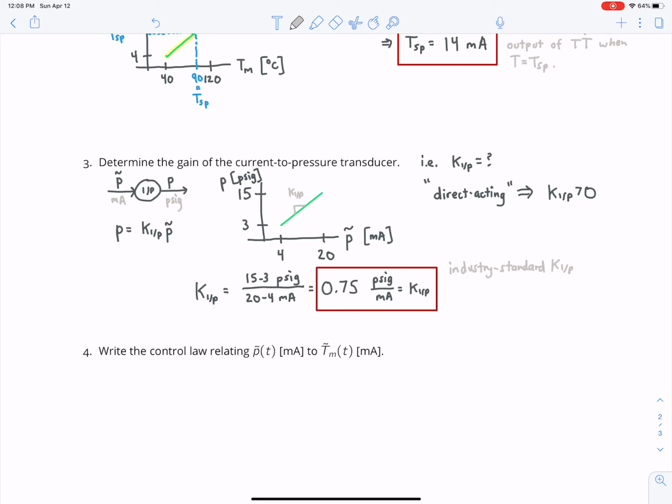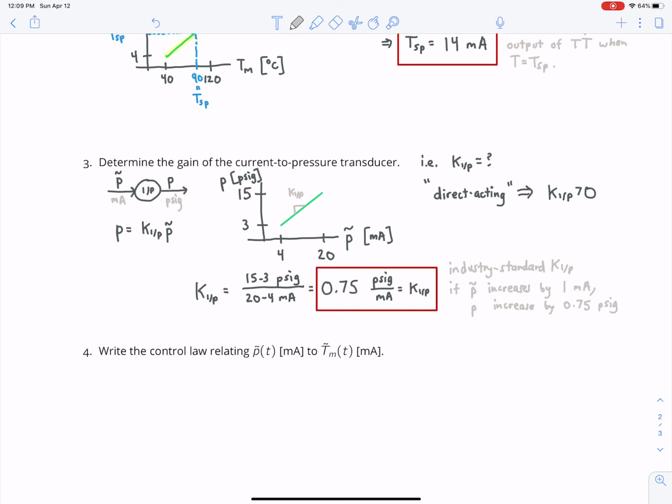And what this means is that if P tilde, the input to this, increases, if the controller output increases by 1 milliamp, P will increase by 0.75 psi, okay? That's what that means.